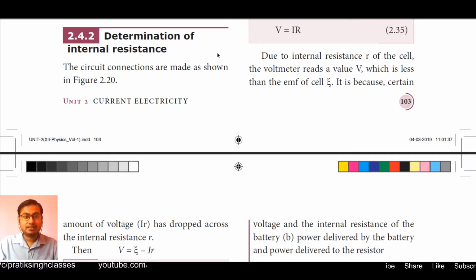So let us start section 2.4.2, that is, determination of internal resistance. The circuit connections are made as shown in figure 2.20. Let us see figure 2.20 and discuss what the circuit connection is there.